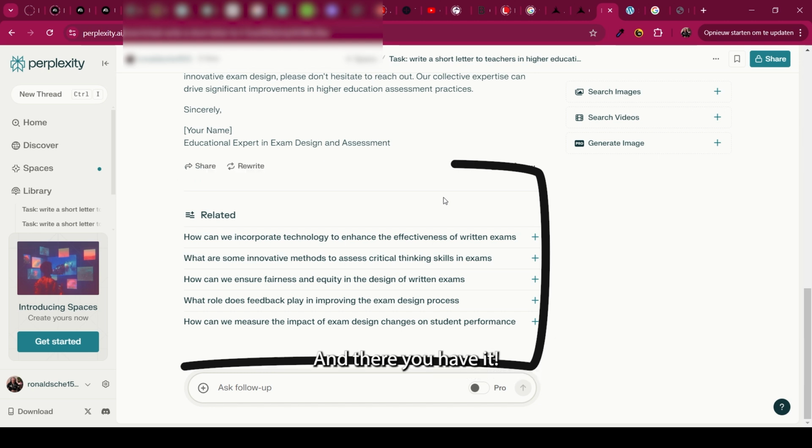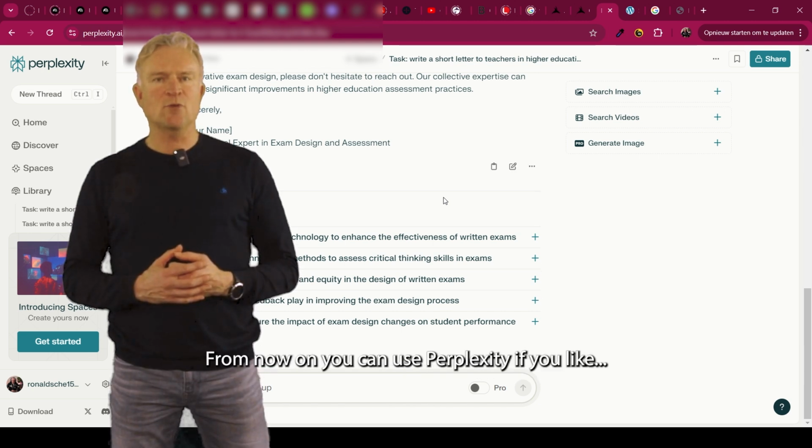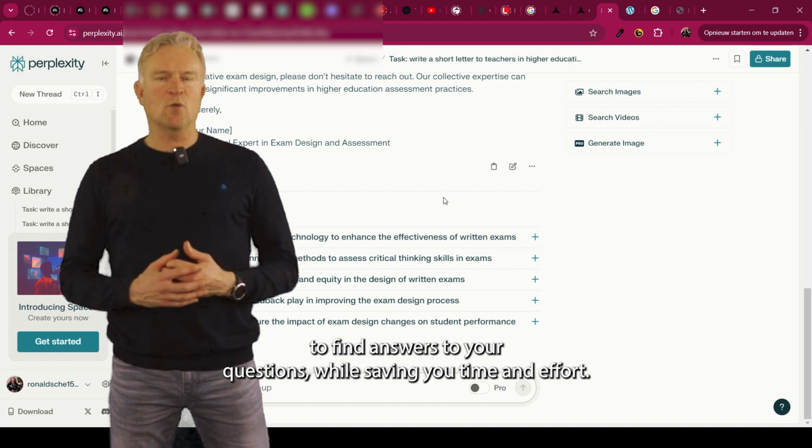And there you have it! From now on, you can use Perplexity if you like to find answers to your questions while saving you time and effort.